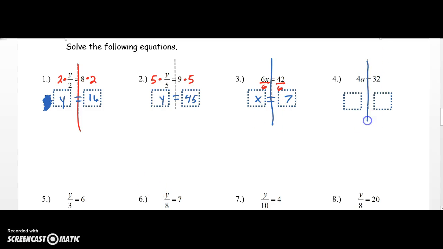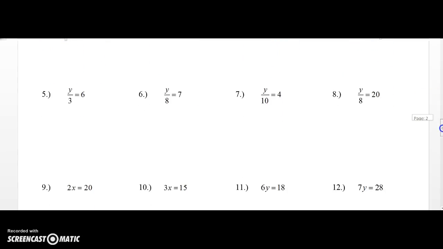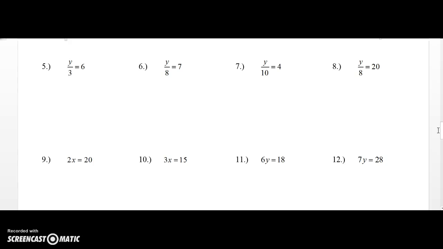Number 4. 4a, or 4 times a. So times, the opposite would be division. So you get a equals 8. Okay, now those gave you an 8 with the boxes. Let's try a couple without the boxes.